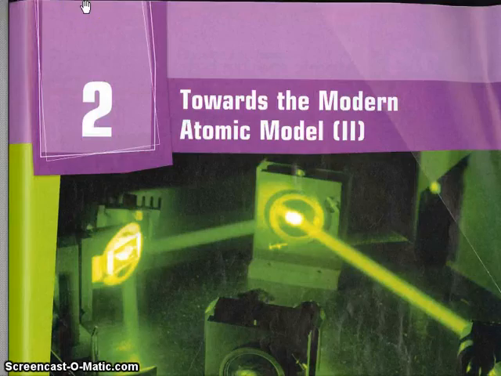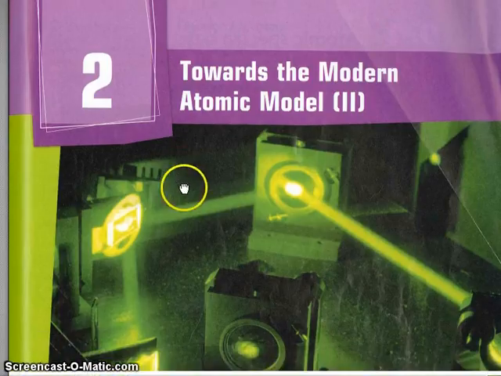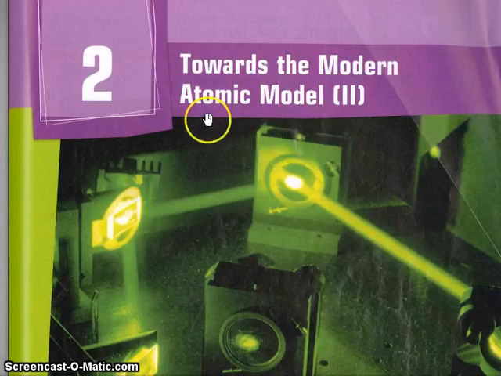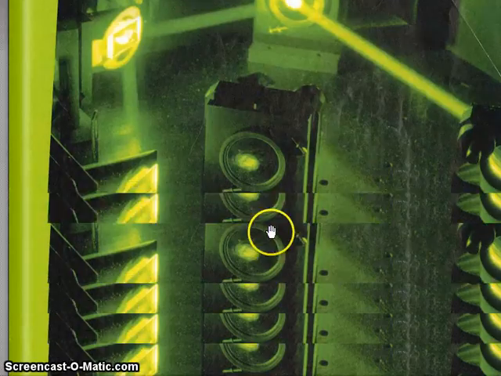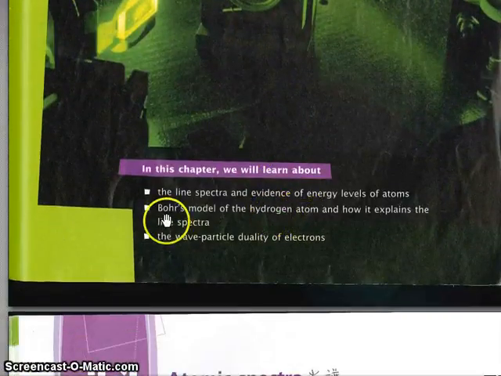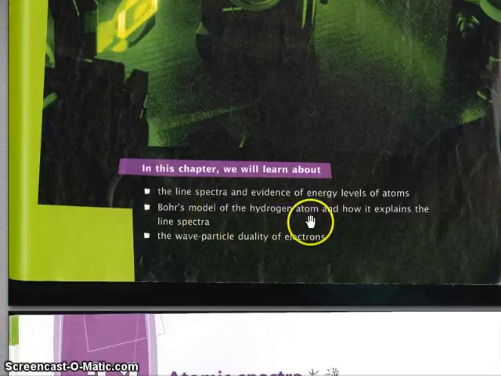So that ends chapter 1 about the photoelectric effect and atomic structure. Now we move on to chapter 2. The title is Towards the Modern Atomic Model. So it's about the atomic model, about the Bohr atomic model. This chapter is talking about Bohr's model of the hydrogen atom.